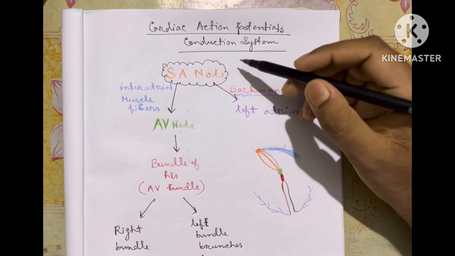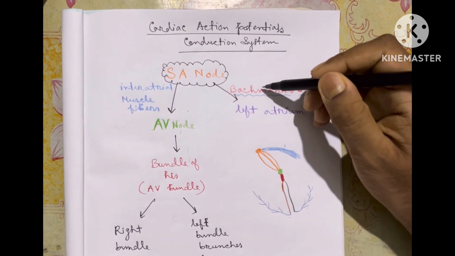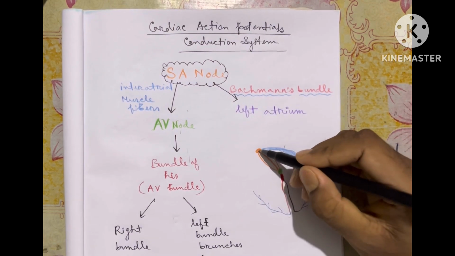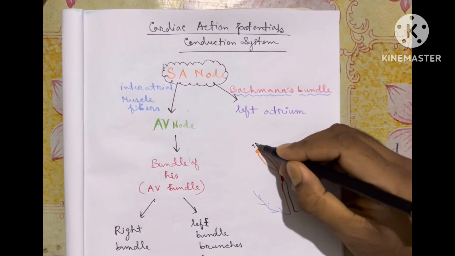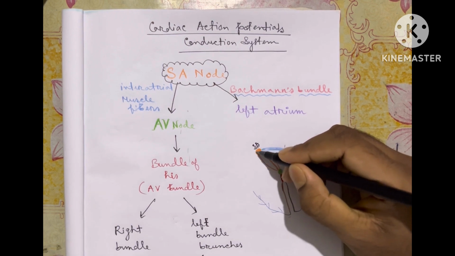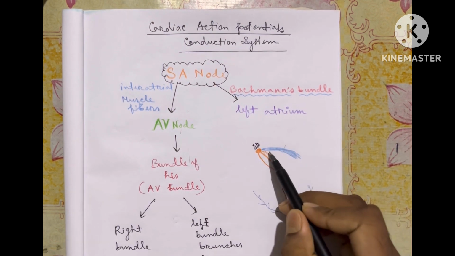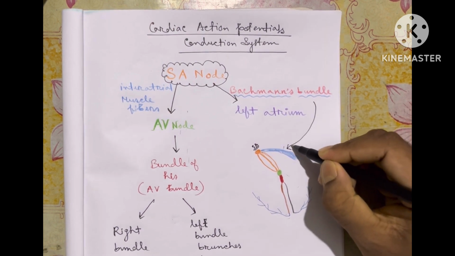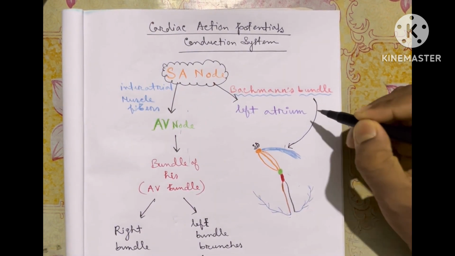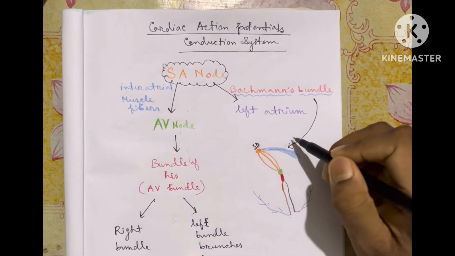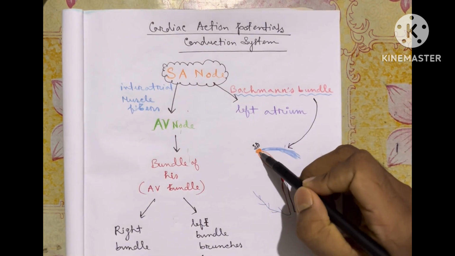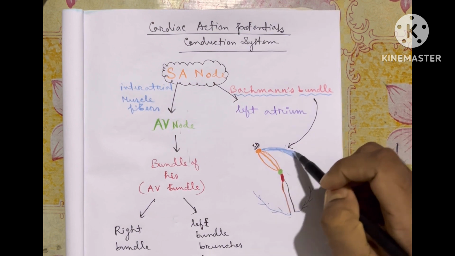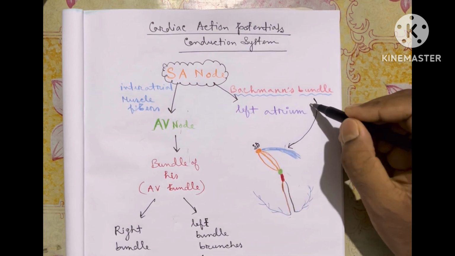Towards the left atrium, it sends those signals through the Bachmann bundles. So what is the Bachmann bundle? Let's suppose this is our SA node. From the SA node, this is our Bachmann bundle. The Bachmann bundle is made of fibers which originate from our SA node and go towards the left atrium. So this is called the Bachmann bundle.